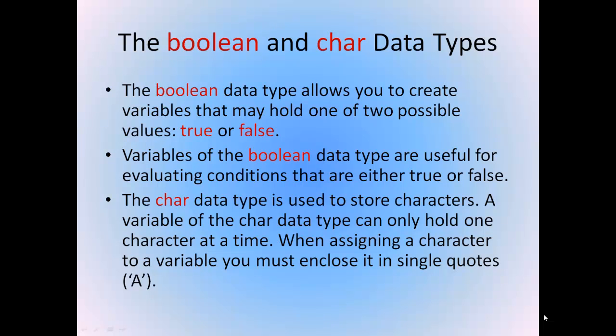The next two primitive data types I'll talk about are boolean and char. The boolean data type allows you to create variables that may hold one of two possible values, true or false. Boolean variables are most useful when evaluating if a condition is true or false. We'll discuss booleans more later in the series. The char data type is used to store characters. When you assign a character to a variable, you must enclose it in single quotes. Bear in mind that a char variable can hold only one character at a time.